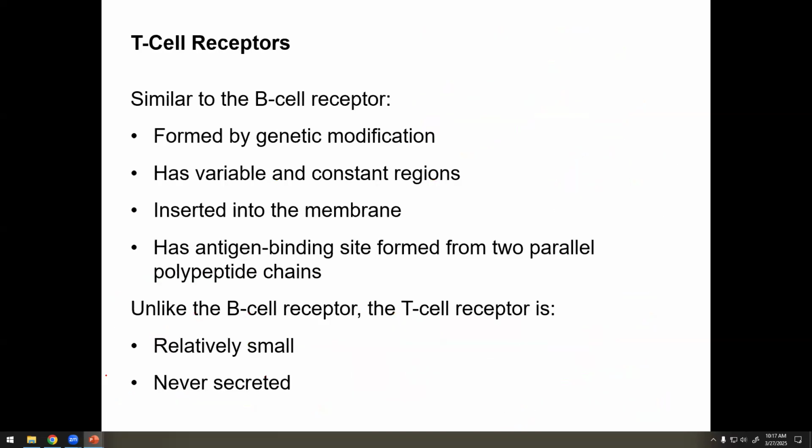Okay. The T cell receptors are very similar. They're a receptor that is bound on the surface of the T cell, and they have a weird shape that you don't need to memorize or anything like that.